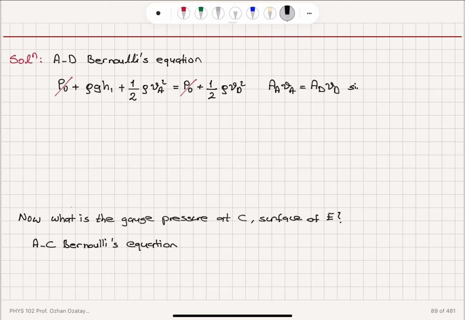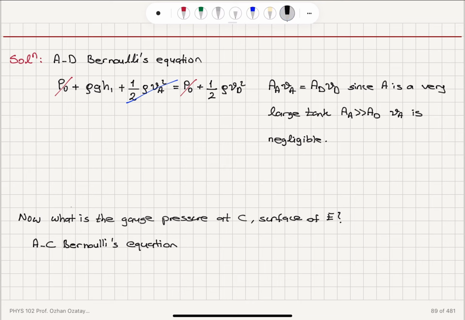And since A is a very large tank, the area of A is much greater than the area of D. I'm going to see that VA is negligible compared to VD. All right, so therefore I'm going to neglect this term here.